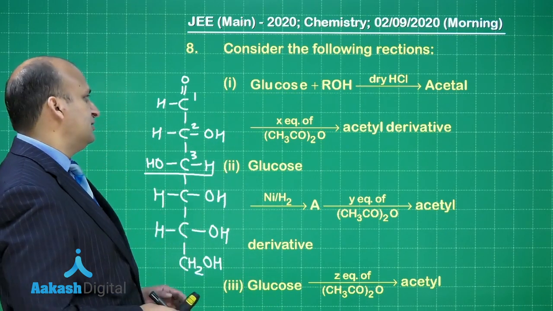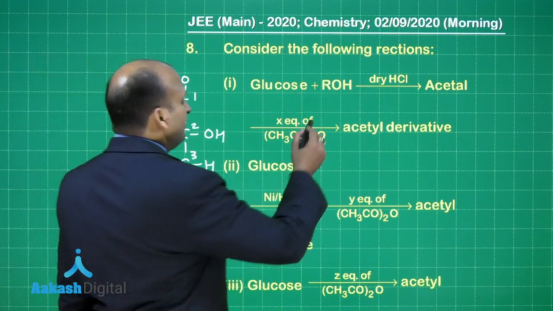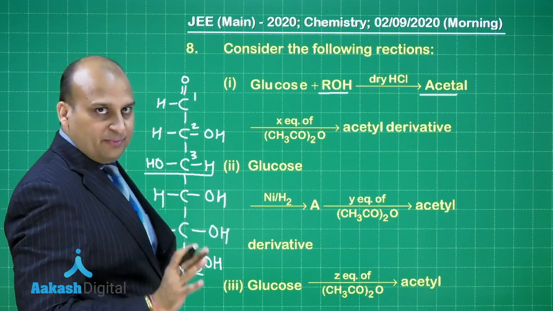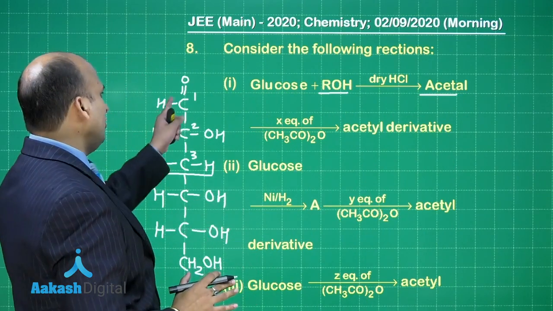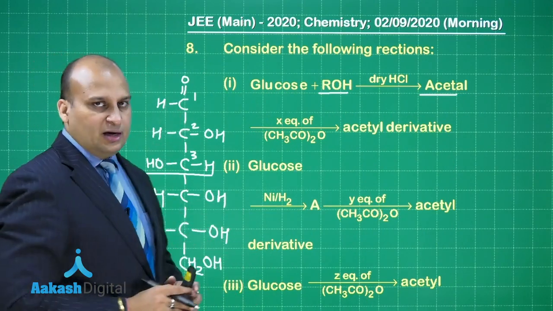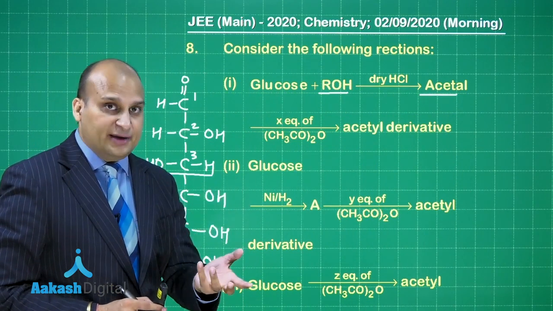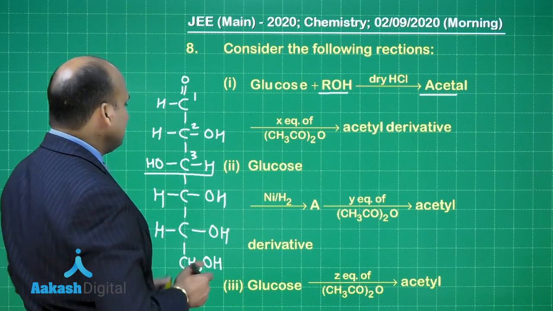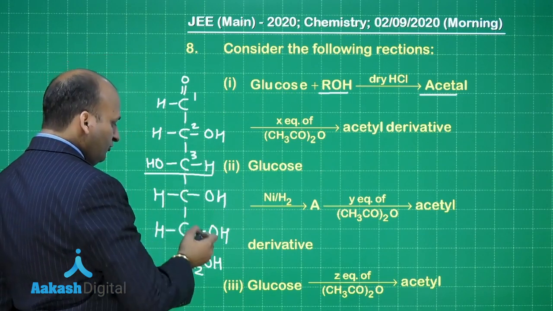Now let us see what this person is saying. It says you reacted with alcohol in the presence of dry HCl to form acetal. When you form acetal, I hope you remember, on the carbonyl carbon you will have two OR linkages, right? So how many OH groups are now left? 1, 2, 3, 4, 5.